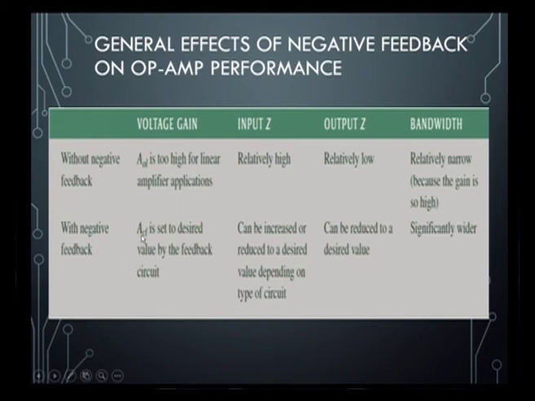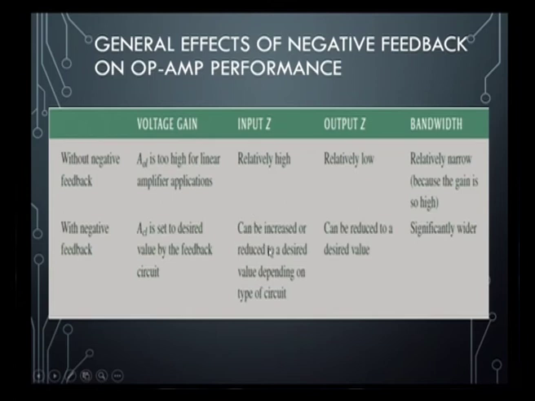So, this is closed loop. After applying the negative feedback, we call it closed loop. The closed loop gain is set to a desired value by the feedback circuit. That is what we can achieve with the help of negative feedback. We are able to control or set the gain to a desired value.